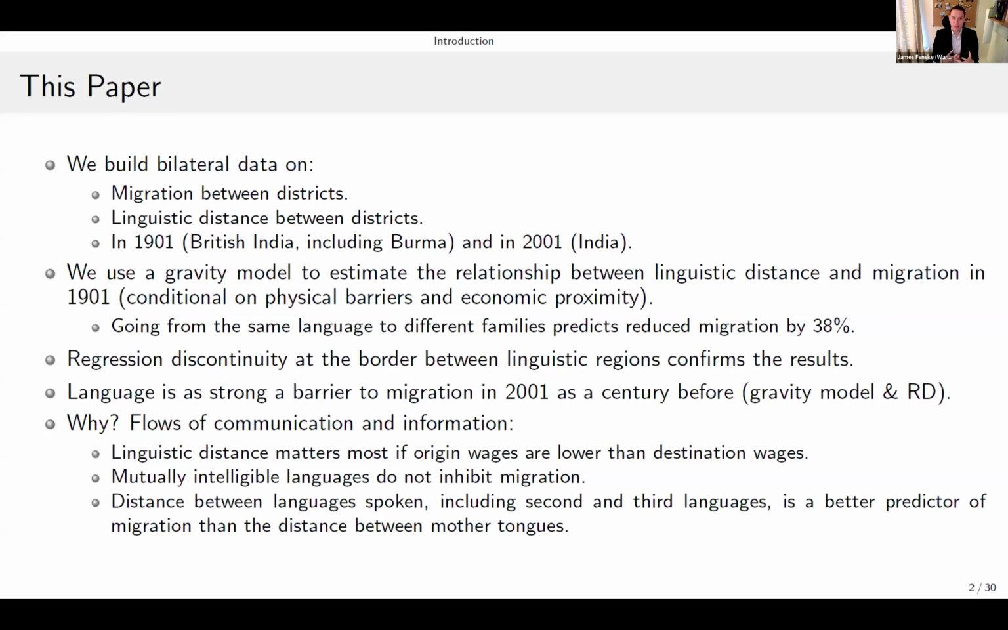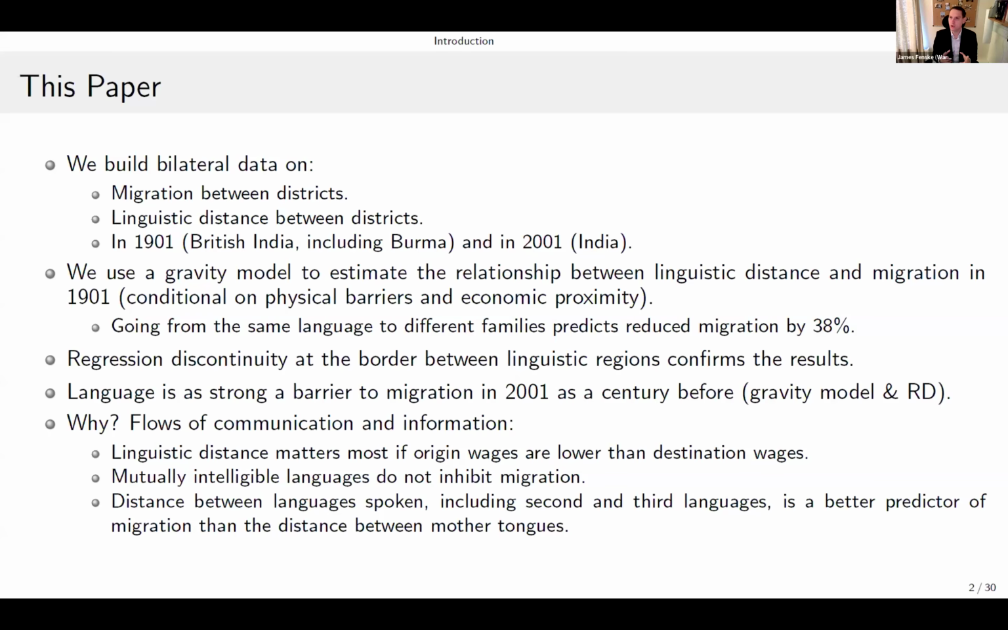What we find in that 1901 sample is that in that regression, if I were to go from 2 districts speaking the same language, we both speak Hindi, to we speak completely unrelated languages, one speaks Hindi and one speaks Tamil, migration is going to fall by about 38%. Now, if you don't like that conditional on observables gravity-style regression approach, we're going to take a second approach.